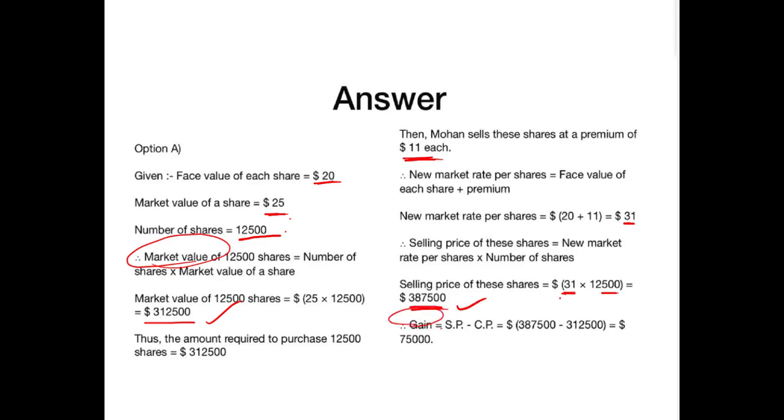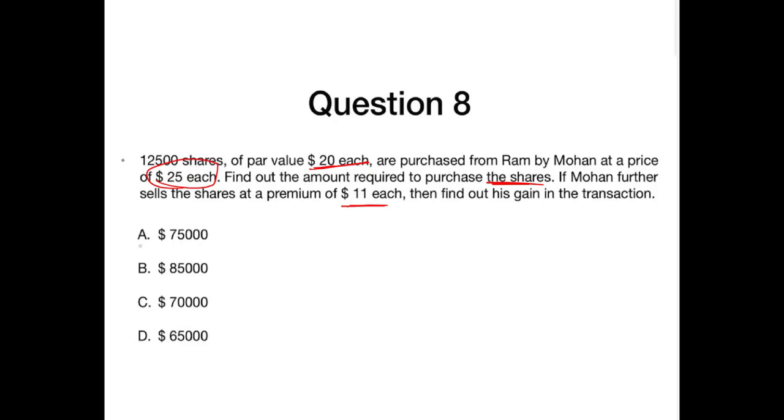The gain will be equal to selling price minus cost price. The selling price is 3,87,500 minus the cost price, which we got here, 3,12,500. So it's going to be $75,000. So the answer here is A, $75,000. This is very important in the format of partnership. So it is the eighth model.